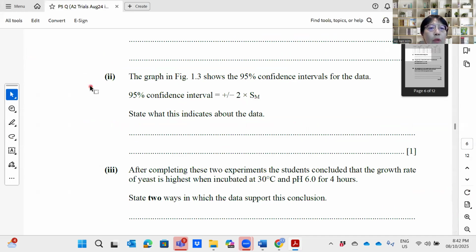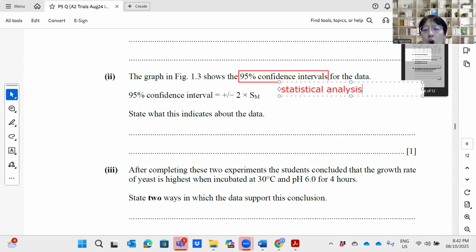Okay. So number 2, the graph figure 1.3 shows the 95% confidence interval. I like this term. So we need to revise again the meaning of this term. What do you mean by 95% confidence interval? In all the statistical tests that you learn in A2 statistical analysis, all of them make analysis based on the 95% confidence interval. That means to say that if you take the whole class to conduct experiment, what will be the range of the result that you'll get for 95% of the students' data? So this is called 95% confidence interval.